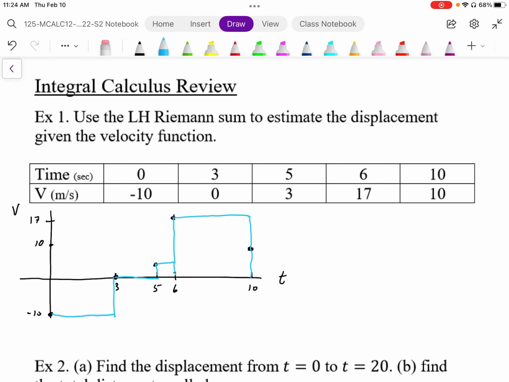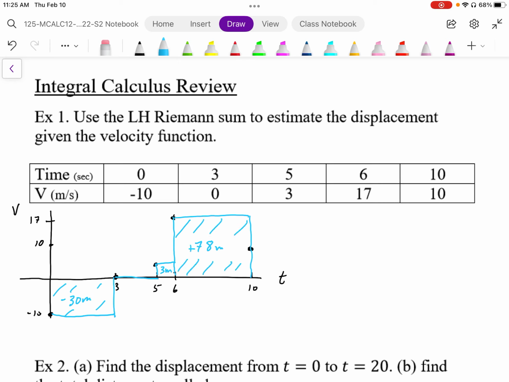So once I've drawn my Riemann sums in, the area is going to represent the displacement. So in this case here, I have negative 30 meters. Okay, so that area is negative 30 meters. I get 0 meters. Between 5 and 6 seconds, I have positive 3 meters. And between 6 and 10 seconds, I have the height of 17, a width of 4. So that's going to give me 78 meters of displacement. So that's positive 78.